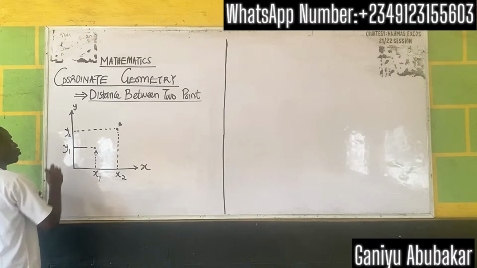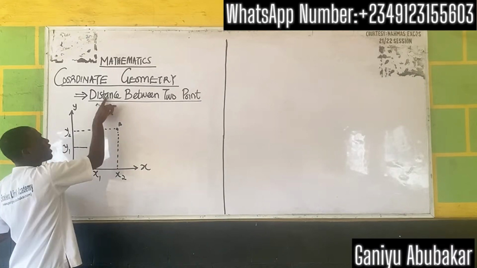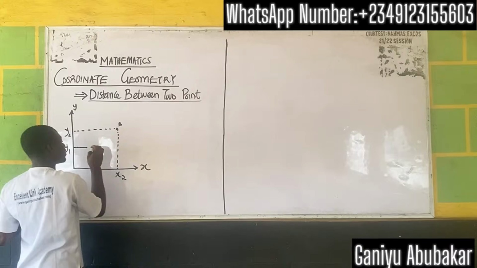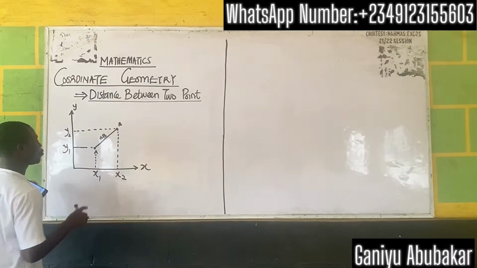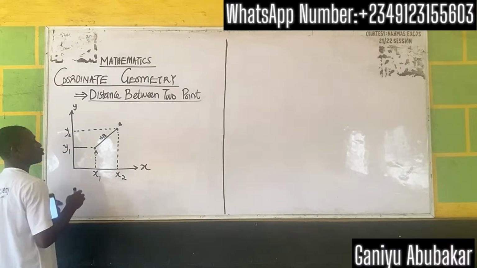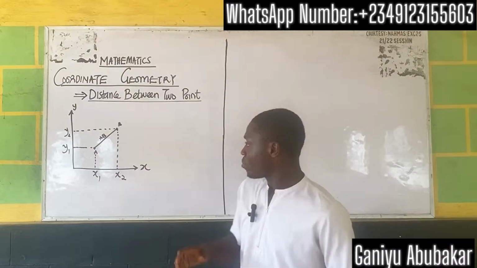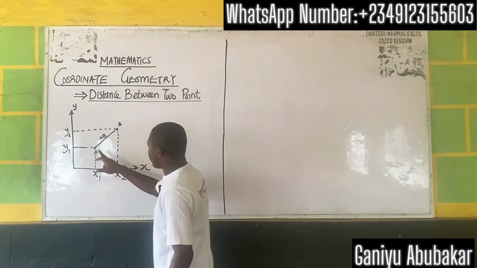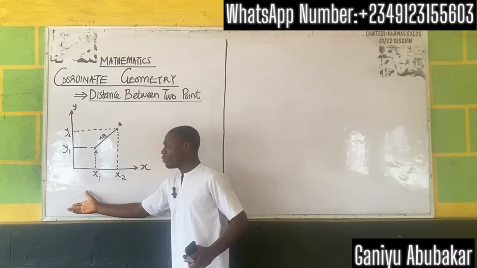These 2 points, point A and point B. So distance between A and B, all right, is called what? The distance AB. So how do we get distance between 2 points when it comes to coordinate geometry? Now the task is easy. The distance between these 2 points, I will go ahead to give you the formula, but let's look at the derivation.